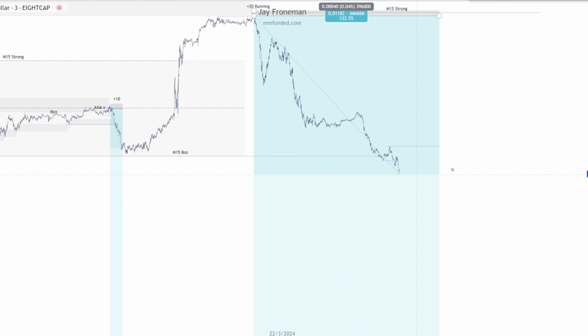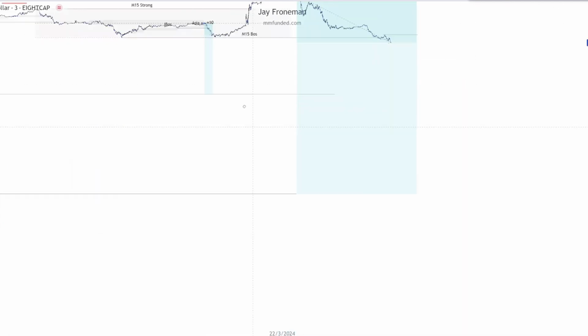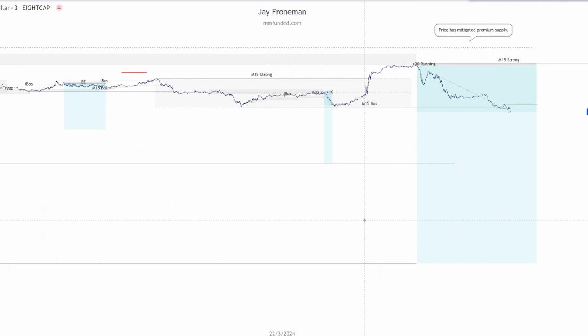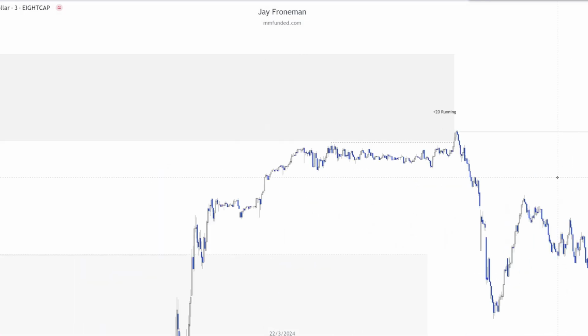I've now partialed off at the M15 weak lows, which has become our new break of structure, and we're currently at break even on this trade. So we'll hold this through for the next couple of days, perhaps even weeks or months. And the beautiful thing is, you don't necessarily have to trade high risk to reward like this.